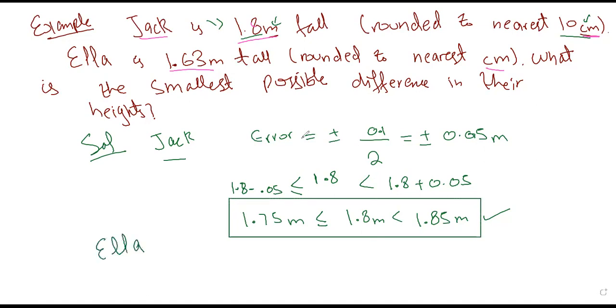Okay, so Ella is 1.63 meters tall, rounded to the nearest centimeter. So 1 centimeter equals how many meters? Do you know this? We will do 1 divided by 100 to get the figure in meters, and I am going to get 0.01 meters. Yes, do you agree? Yes.